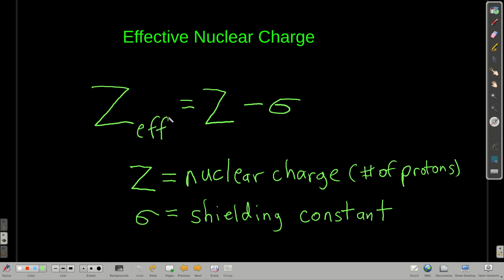So the idea is that the charge that's effectively felt by an electron in an atom is equal to the positive charge on the nucleus minus some constant. So something is shielding these electrons from feeling the full effect of the protons in the nucleus of the atom, and that's taken into account with this shielding constant. We lump it all together in there. And the point is that the nuclear charge that's felt by an electron in any atom except a single-electron atom is going to be less than the total charge on the nucleus.